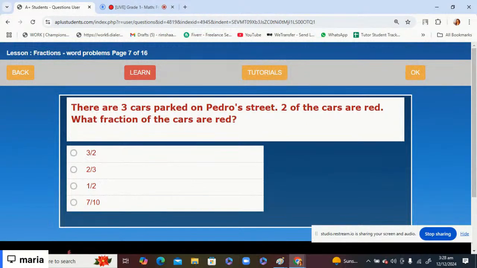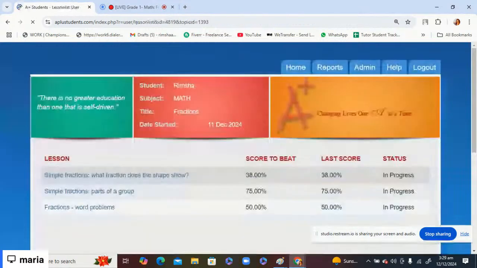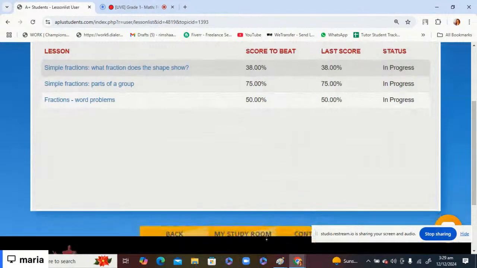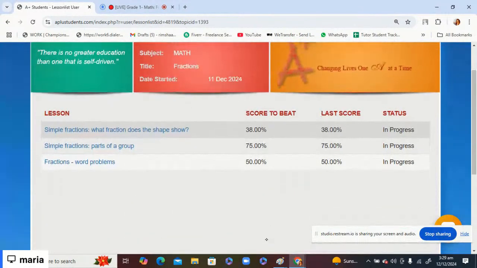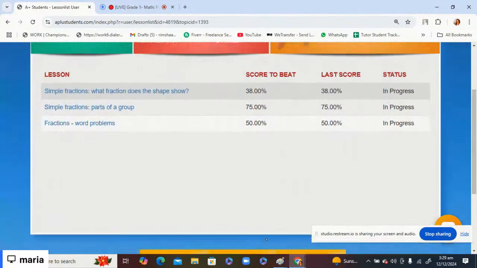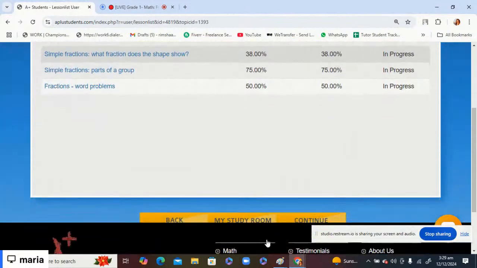Hope you guys understand this lesson as well. So this chapter is completed. Okay. So we have done all these 3 lessons: simple fraction, what fraction does the shape show, simple fraction, parts of a group, and the fraction word problems. Now let's get started again with the first chapter.